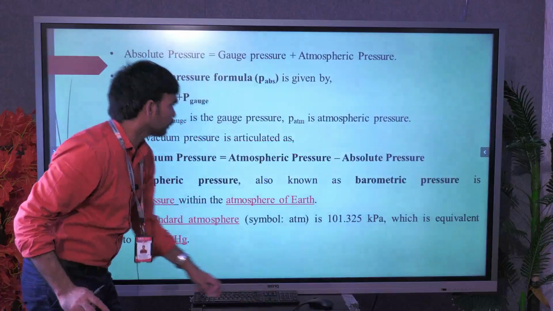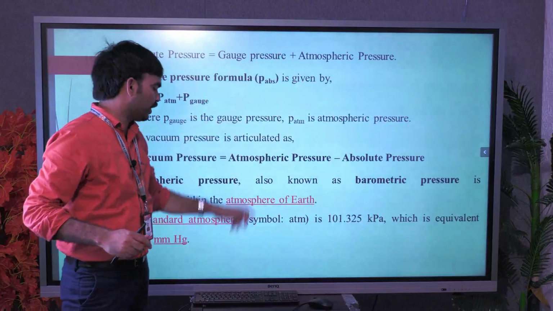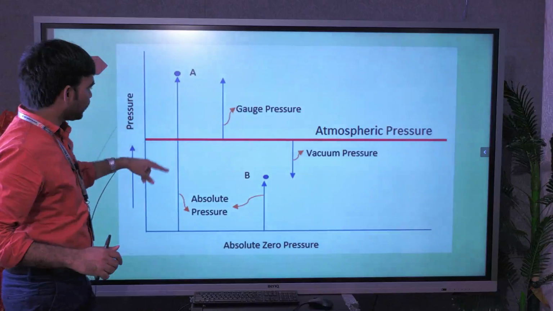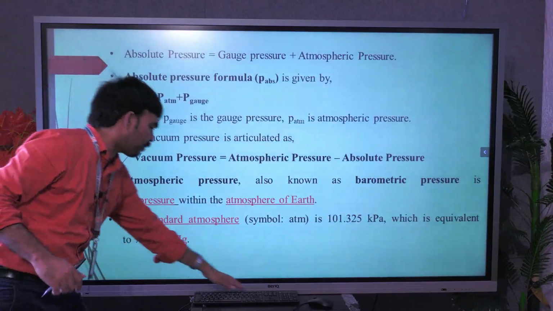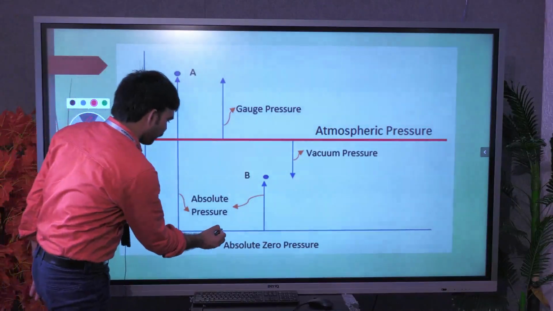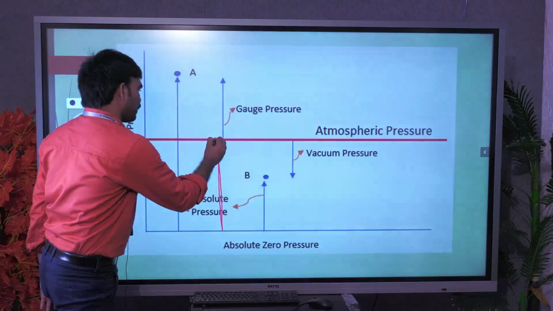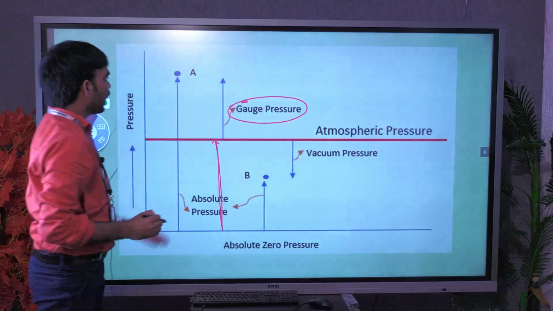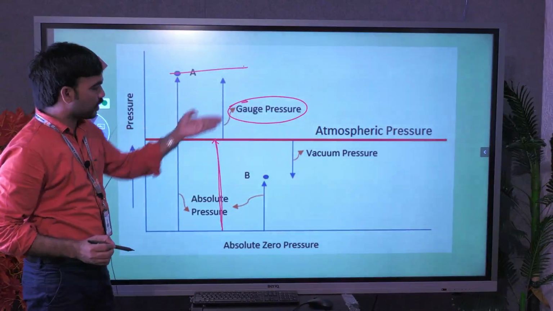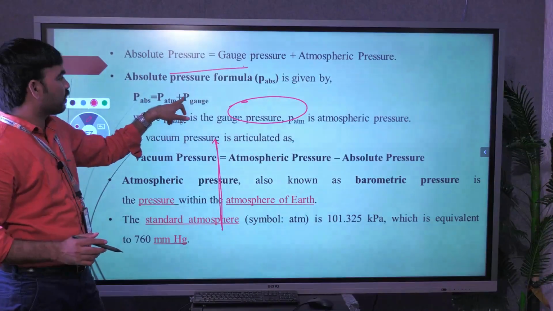If you see here, the absolute pressure is gauge pressure plus atmospheric pressure. This is the absolute pressure. From here to here, this is the atmospheric pressure, and if you add atmospheric pressure plus gauge pressure, you will get absolute pressure. So absolute pressure is atmospheric pressure plus gauge pressure.